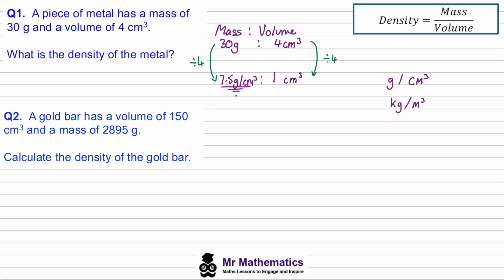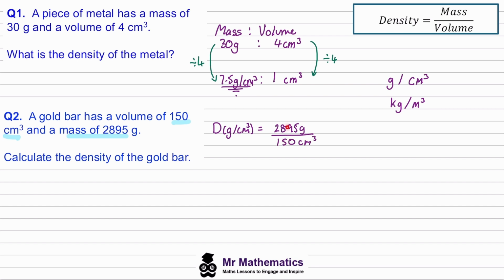For question 2, we're told that a gold bar has a volume of 150 centimeters cubed and a mass of 2,895 grams. We've been asked to work out its density. So if we just highlight the information, 150 centimeters cubed, and this mass, then we can substitute each of these values into our equation. So density in grams per centimeter cubed will be the mass of 2,895 grams divided by the volume of 150 centimeters cubed.